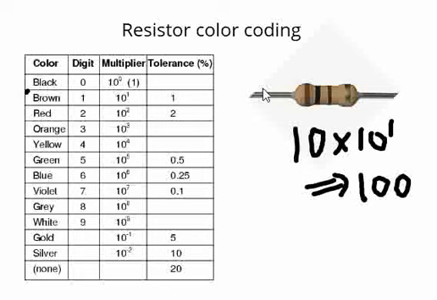A simple way to identify, right? Now, the last ring indicates the tolerance, as we said. Here you can see this is a gold color ring. If you see the gold color ring, the tolerance is 5%. So this is a 100 ohm, 5% resistor. This is how, using this color chart, we identify the resistor color coding.